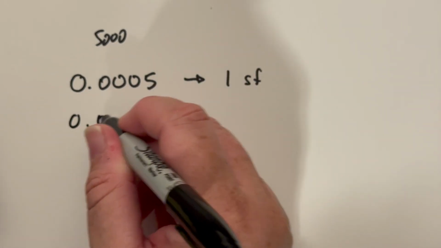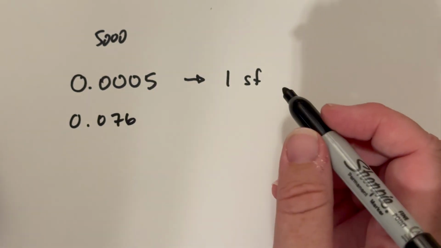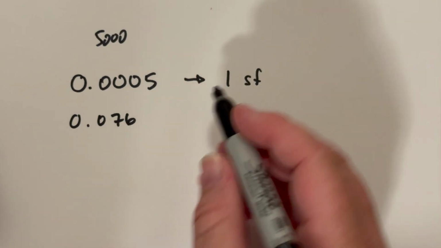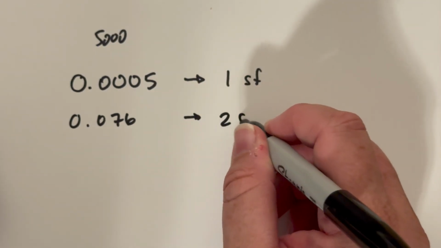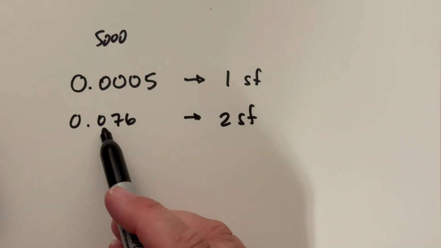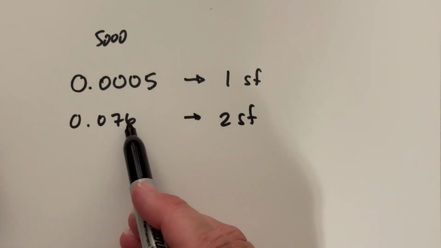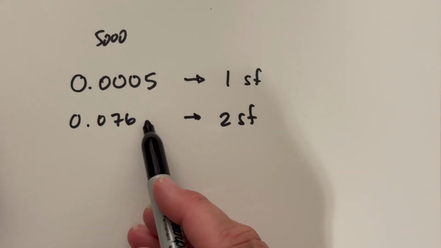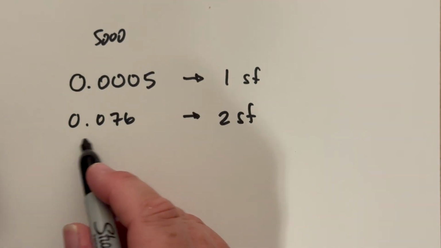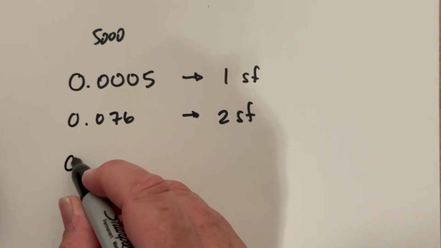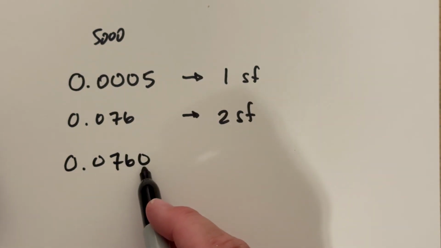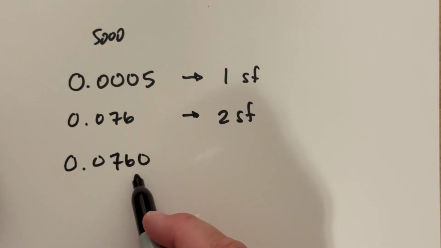If I had 0.076, this 0 would not be significant, but these 2 digits would be. So this would be 2 sig figs. The only time a 0 that's not sandwiched between 2 other numbers that remains significant is if it is at the end down here. So let's say I have this same number here, but instead it's written as 0.0760. This number doesn't get written unless it is significant.